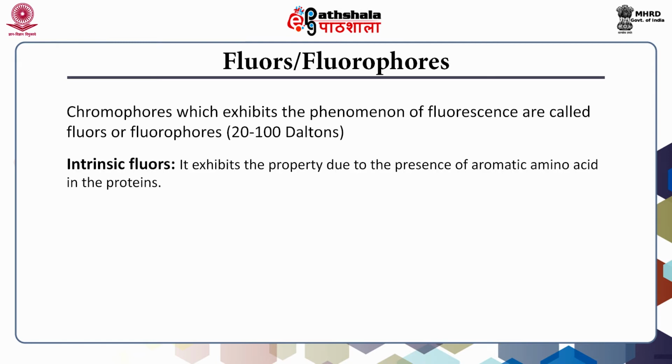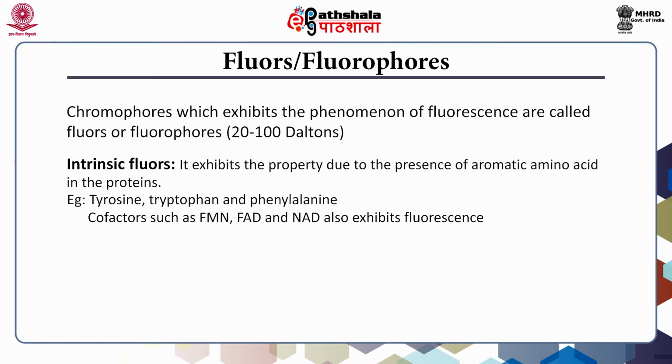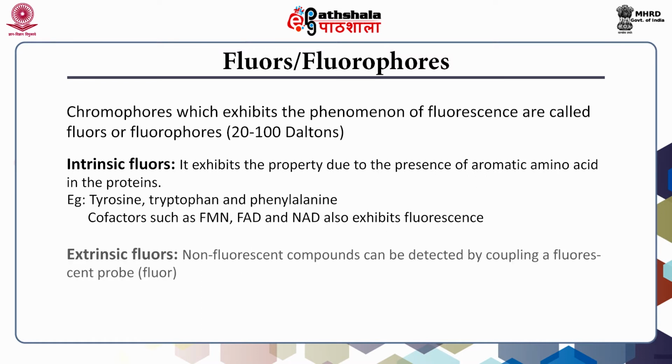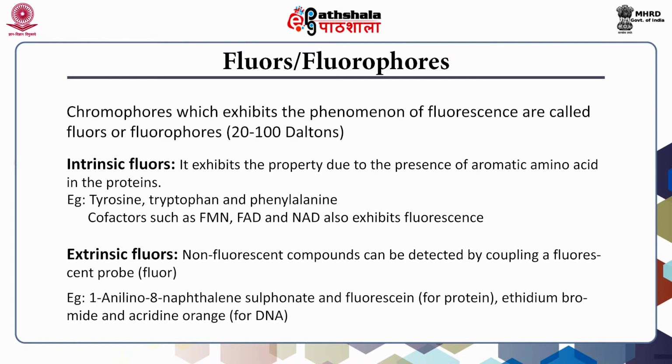Intrinsic fluors are the native compounds exhibiting the property due to the presence of aromatic groups in amino acid side chains in the case of proteins, for example, tyrosine, tryptophan and phenylalanine. Cofactors such as FMN, FAD and NAD also exhibit fluorescence. Extrinsic fluors are non-fluorescent compounds which can be detected by coupling a fluorescent probe. Examples are 1-anilino 8-naphthalene sulfonate and fluorescein for proteins, ethidium bromide and acridine orange for DNA.